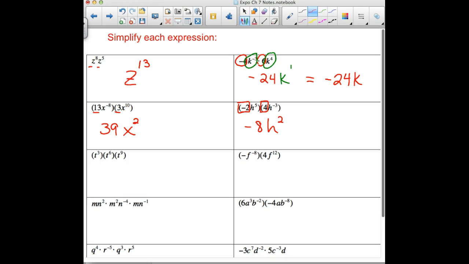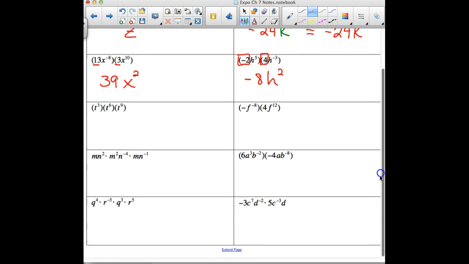All right. Moving on, we start adding in some extra variables. In this case, we have 3 places. All have the same base, though. They are all t's. So we are going to just add our exponents. 3 plus 6 plus 9. So we end up with t to the 18th.